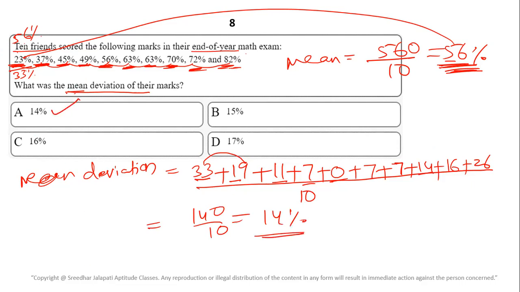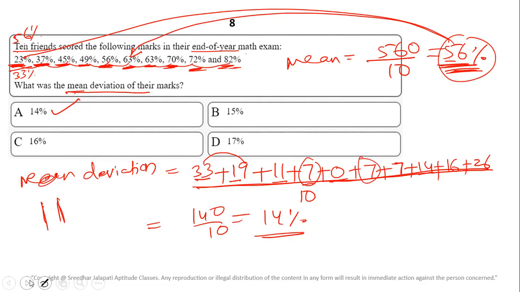So how do we find mean deviation? First we have to find the mean, then find the deviation of each observation from the mean, and add all the deviations and divide by 10. While calculating the mean deviation, we take only the modulus, only positive values. Actually 56 minus 63 is minus 7, but we take only the positive value. So the answer is 14%. Yes. Here is the next question, last but one question from the video.